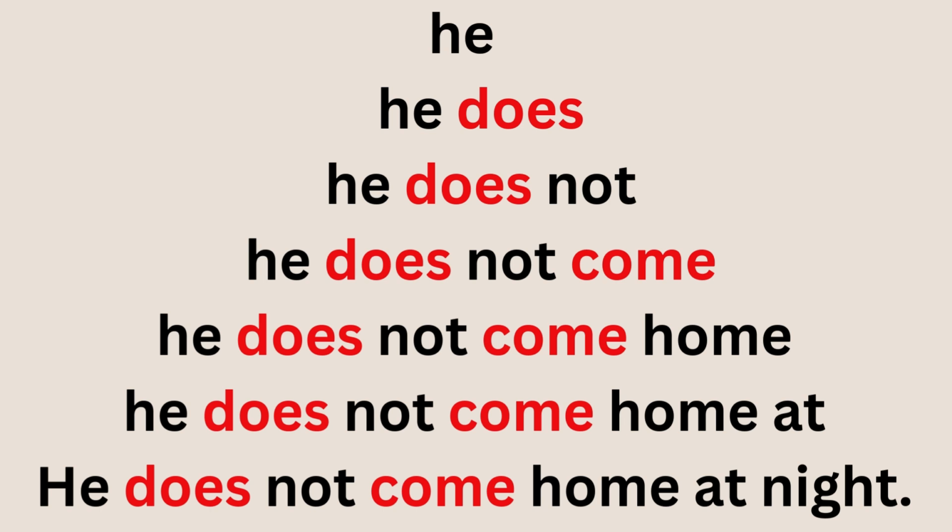He does not. He does not come. He does not come home. He does not come home at. He does not come home at night. Our complete sentence is, he does not come home at night. Notice this sentence starts with a capital letter and ends with a period. This is also a complete sentence because it has a complete thought that makes sense.